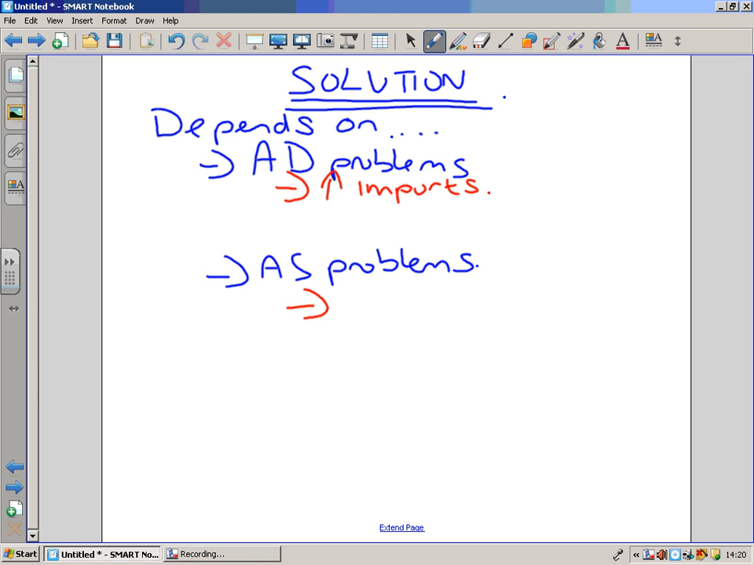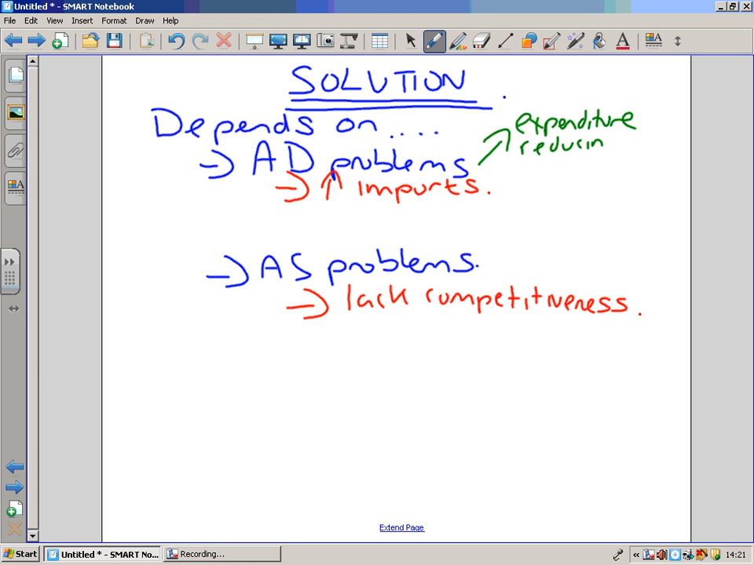Second problem we've got, and this one is far more worrying, is that it could be that we lack competitiveness. It's just cheaper or better to do things in other countries. This is one that's more difficult to solve. Now let's think about how we can solve the AD problem first of all. What we can use are expenditure reducing policies or expenditure switching policies. So let's talk through the first one then, expenditure reducing policies first of all.